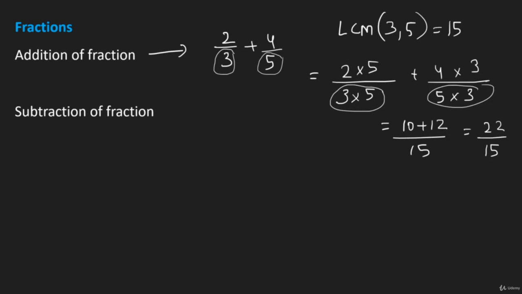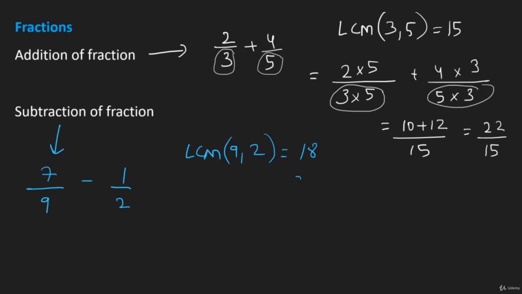Alright, now let's go on to subtraction of fractions. Say I want to do 7 by 9 minus 1 by 2. The method is the same. You need to convert them into fractions that have the same denominator. Let me find the LCM of 9 and 2. That's equal to 18 because there's no common factor among 9 and 2. So I just need to multiply 9 and 2 and that's 18, right?